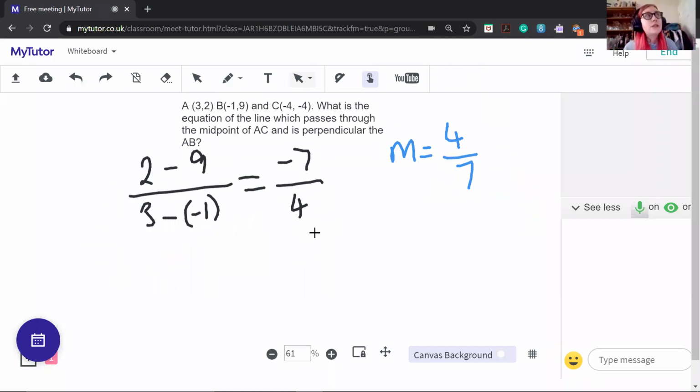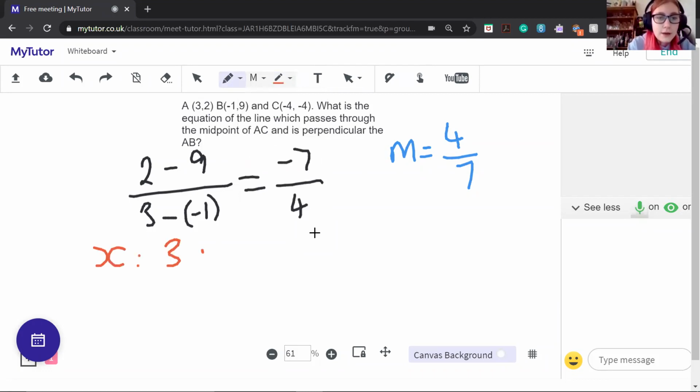So for example, if you wanted to find the midpoint of 8 and 10, we can tell just by thinking about it that it's going to be 9. But to prove that, we add them up, 18, and divide by 2. It gets us 9. So that's what we're going to do. So the x value of our midpoint is going to be 3 plus -4, divided by 2.